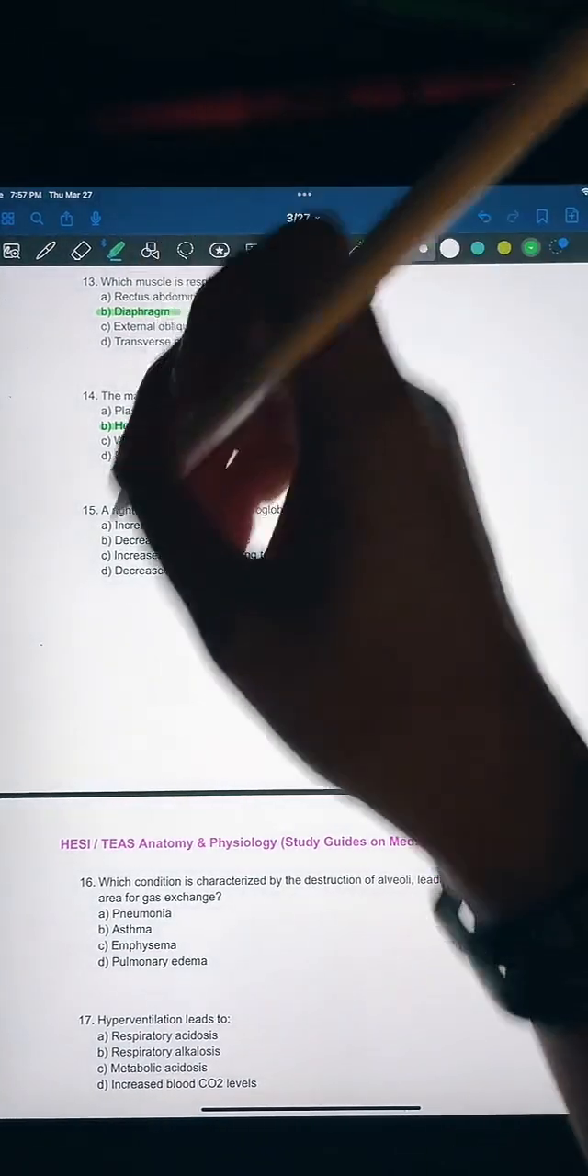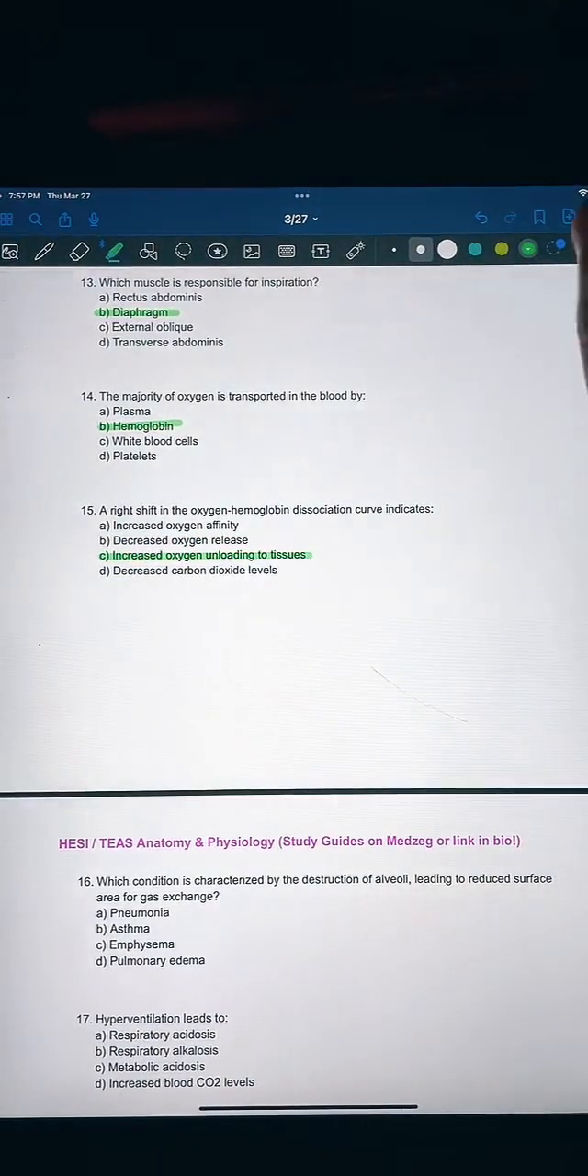Alrighty, so the answer here is going to be C. It increased oxygen unloading to tissues. So a right shift means that hemoglobin has a lower affinity for oxygen, allowing more O2 to be released into tissues.